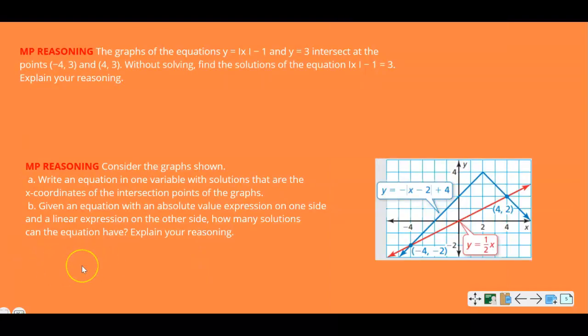All right, two more questions that I want you to do yourself and think about, kind of a self-assessment to see if you're understanding what we're working on. So this question says the graphs of the equations y equals the absolute value of x minus 1 and y equals 3 intersect at the points -4, 3 and 4, 3. Without solving, find the solution of the equation absolute value of x minus 1 equals 3. So again, they took this, set it equal to this. Explain your reasoning.